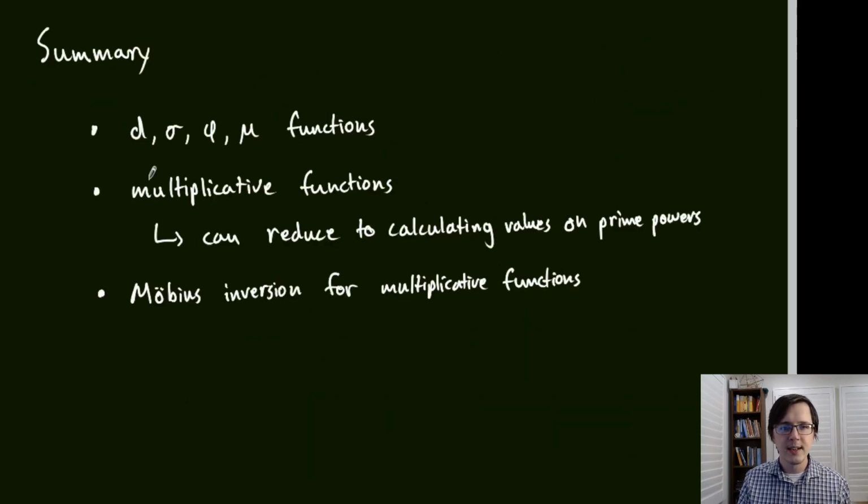Okay, so in summary, we looked at the number of divisors function, the sum of divisors function, the number of numbers with multiplicative inverses mod a number function, which is the totient function, and the Möbius function. We also saw what multiplicative functions were and some of their properties. One thing is that you can reduce their calculation to calculating values for different prime powers. We saw that these are all multiplicative functions, and we also saw some examples of Möbius inversion for multiplicative functions.